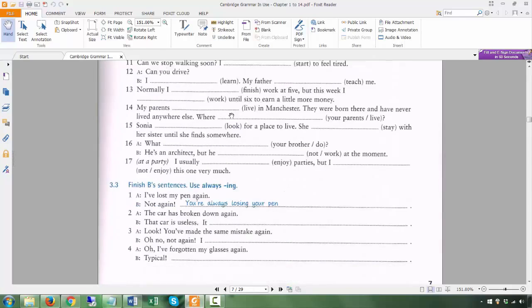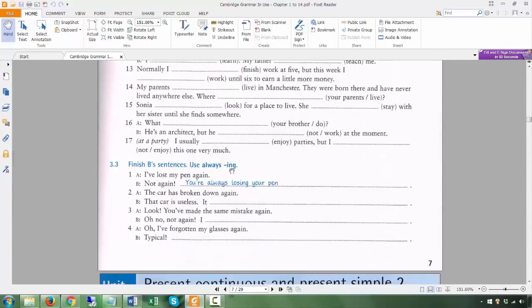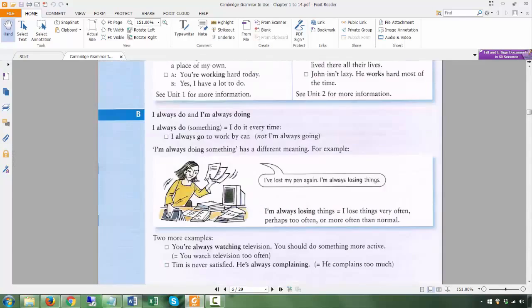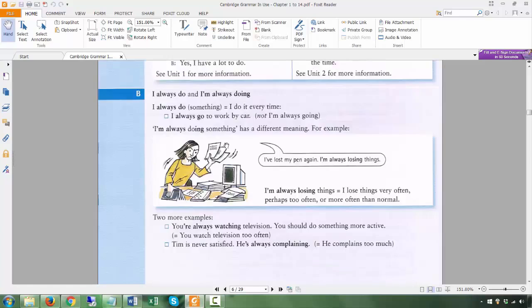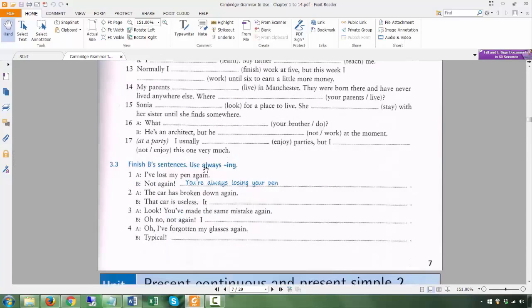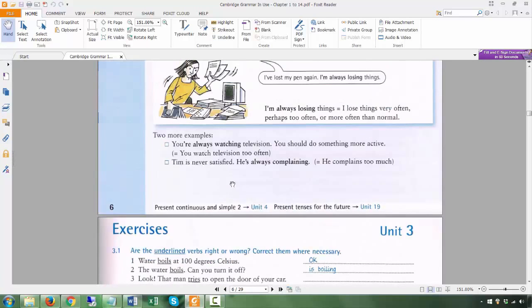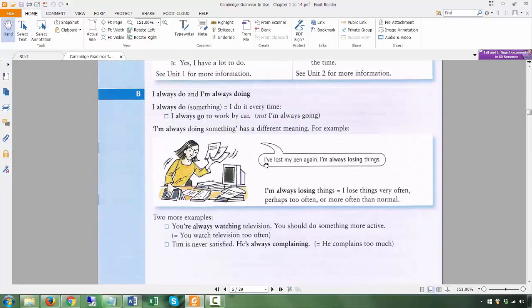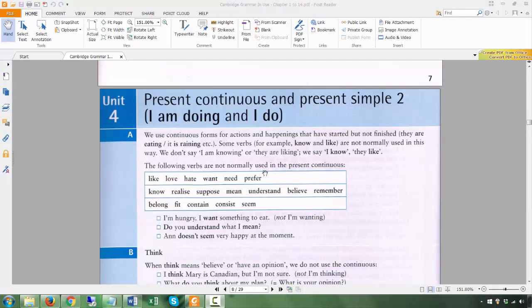Okay, so do this. This will be a bit of a challenge here. And lastly, this is based, as I mentioned, on this special use meaning of present continuous with always. Okay, you need to use always. So always plus verb-ing. Just finish this based on the special meaning in B here. Okay, let's go to Unit 4 right now.